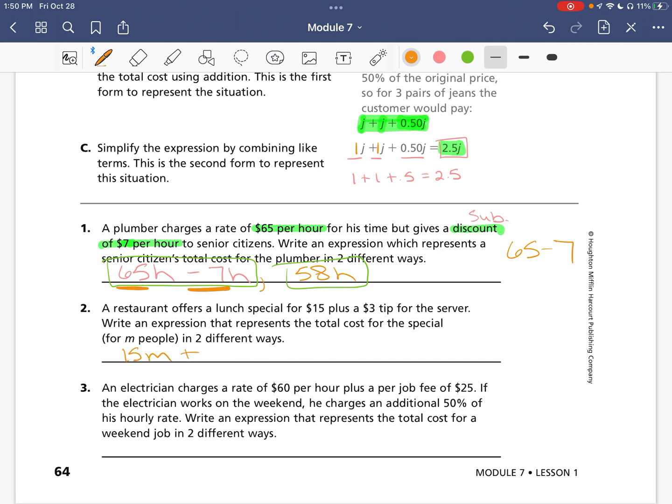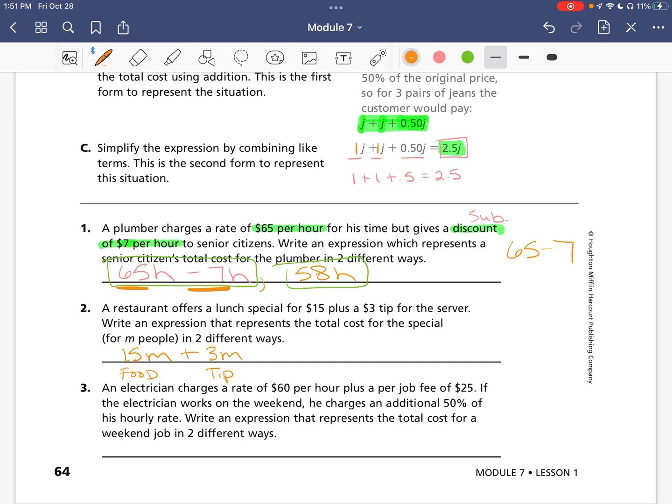15m plus 3m. So this is for your food, and here is your tip. Okay, we always add those together. So you always have to pay for the cost of your food and then add whatever that tip is. So again, that's as simplified as we get: 15m, your cost for the food, plus 3m.